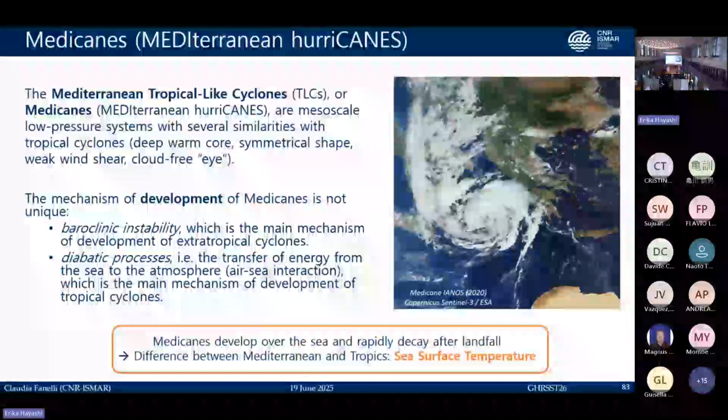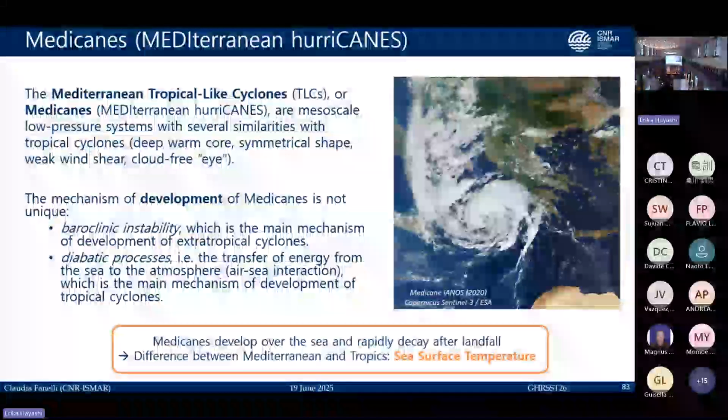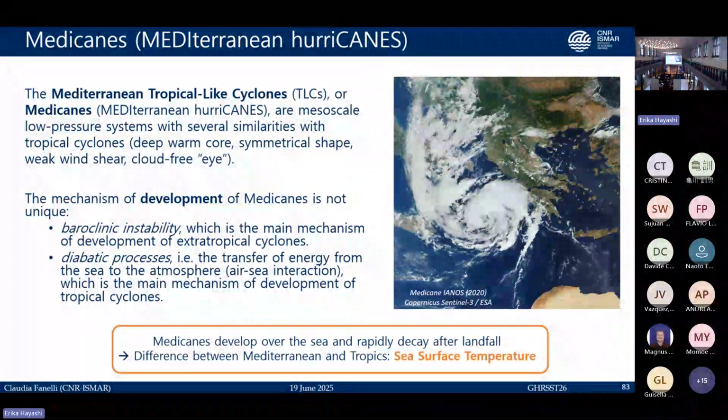Just to give you a brief introduction of what Medicanes are, the name came from Mediterranean hurricanes, because they are very similar to tropical cyclones. They are mesoscale low-pressure systems with a deep warm core, asymmetrical shape, weak wind shear, and the classic cloud-free high in the middle.